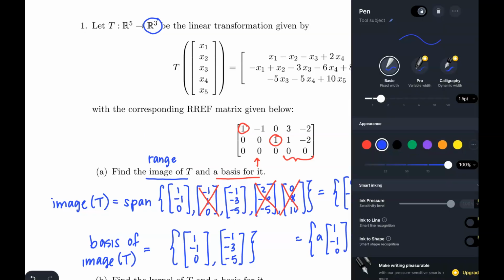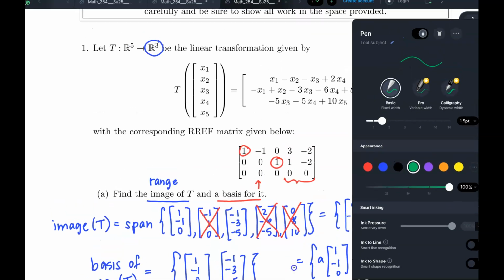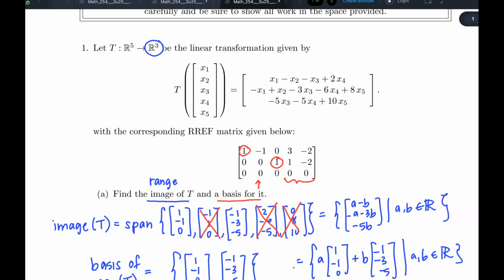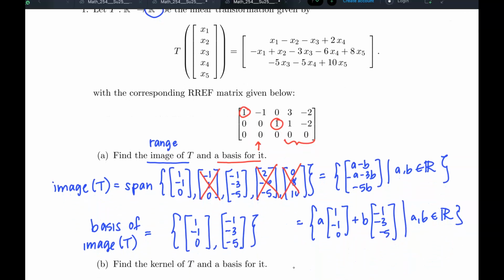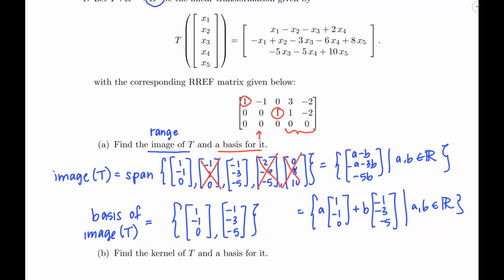All right, so let's look at the next question. Next question said, now that we have that, find me the kernel of T. Now the kernel is everything in the domain that maps to our 0 vector in our codomain.